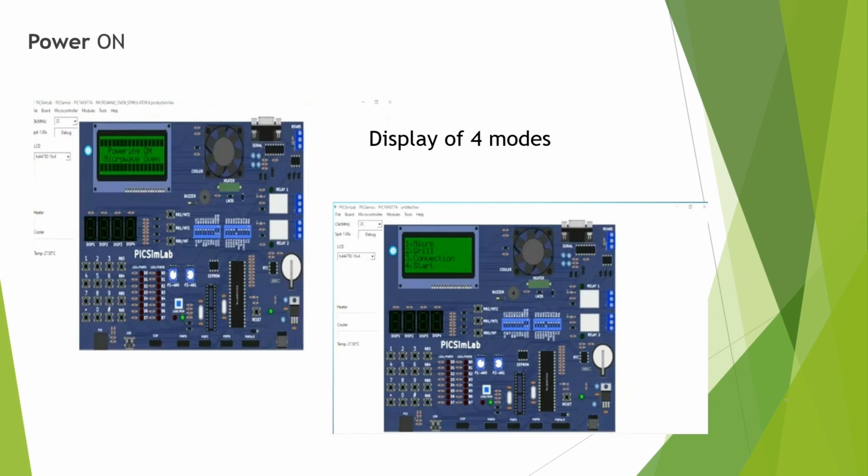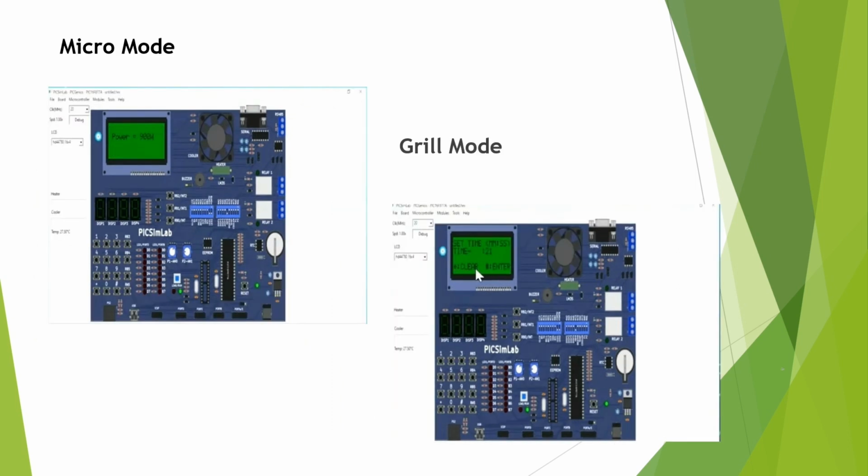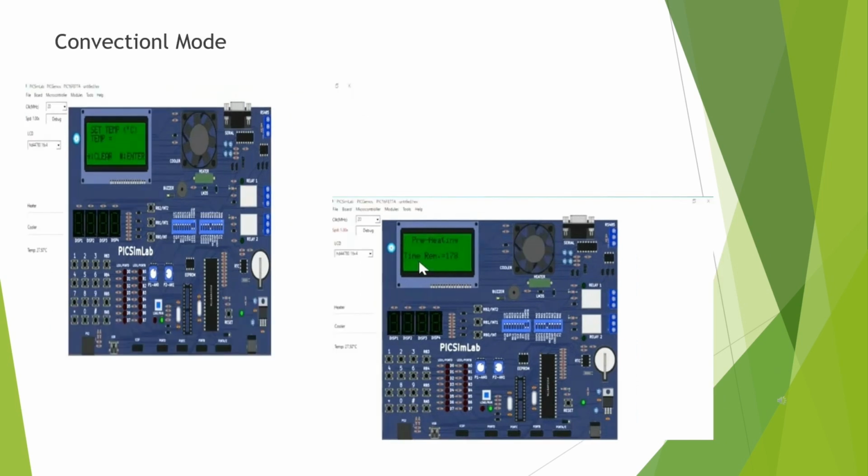Next is micro mode. In micro mode the power is supplied to the circuit, then the timer is set. And next is grill mode. This is the same as micro mode, we set a particular time. Convection mode. In convection mode, the user has to set a particular time limit, and the user also sets the preheat temperature. And next is start mode.